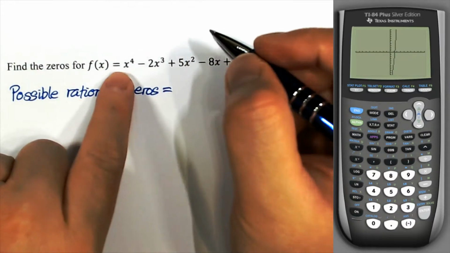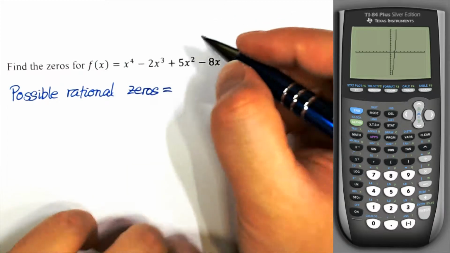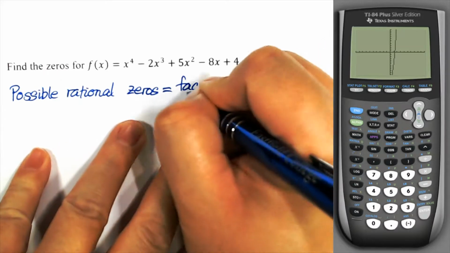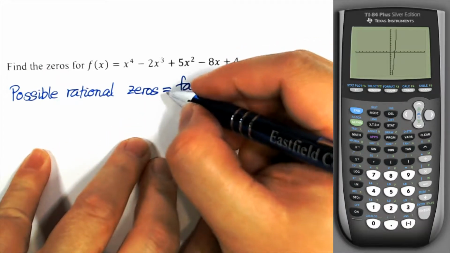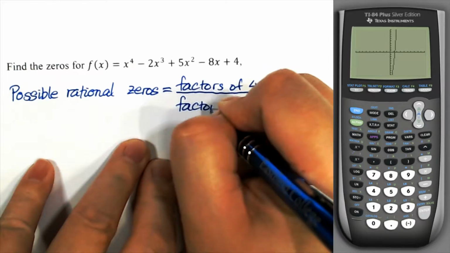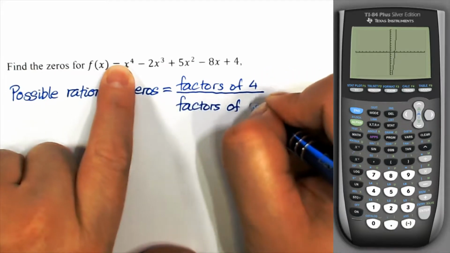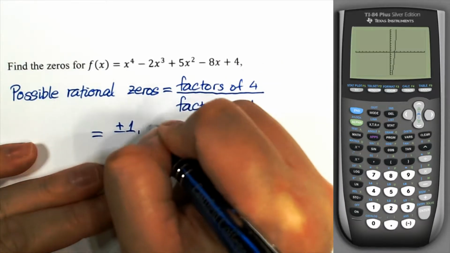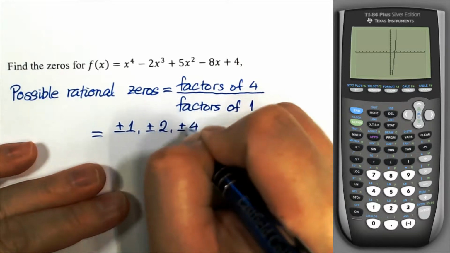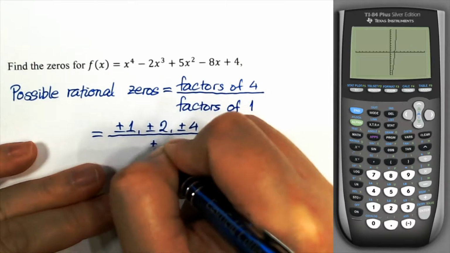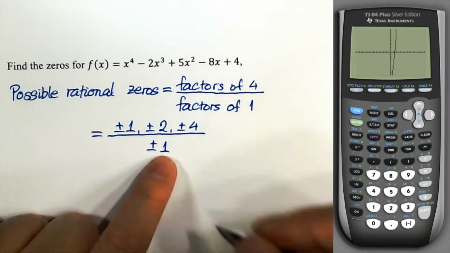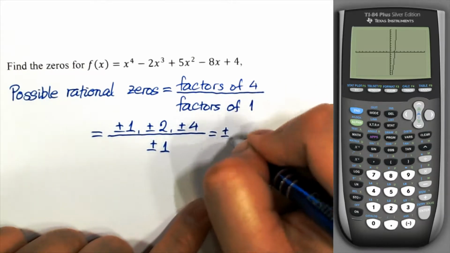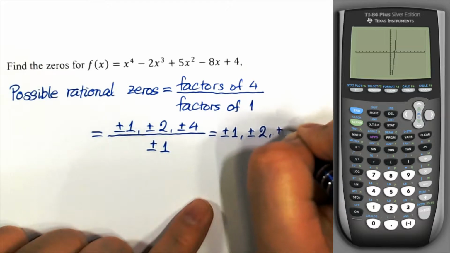Which will be the factors of the constant over the leading coefficient. So we have factors of 4 over factors of the leading coefficient, which will be 1. So this will be simple. Factors of 4: 1, 2, and 4, all over factors of 1. Now 1 over 1 is 1, 2 over 1 is 2, and 4 over 1 is 4. So we just have 1, 2, or 4.